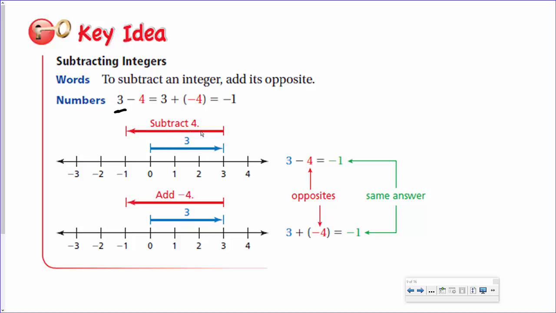3. And then I go backwards 4. And that's how I get to -1. This represents this one here. And then this one over here, I add -4.